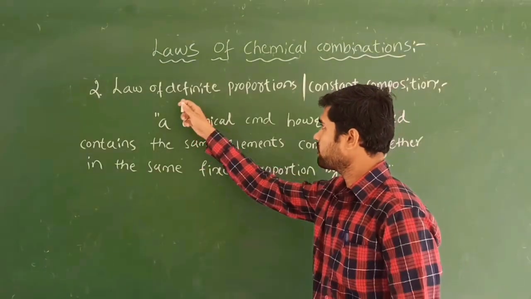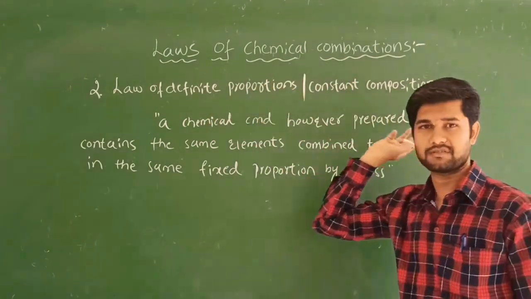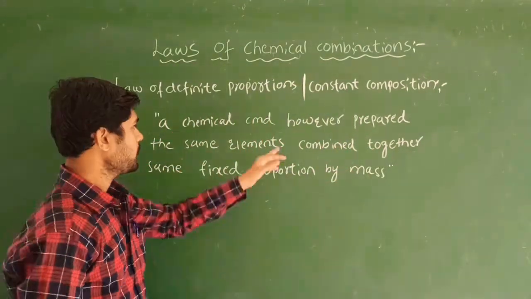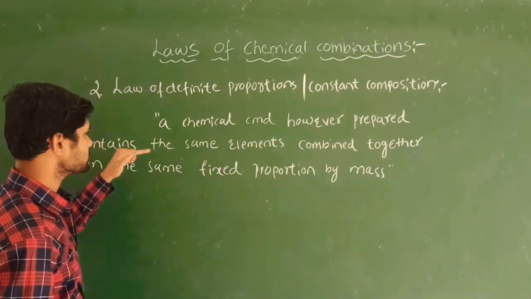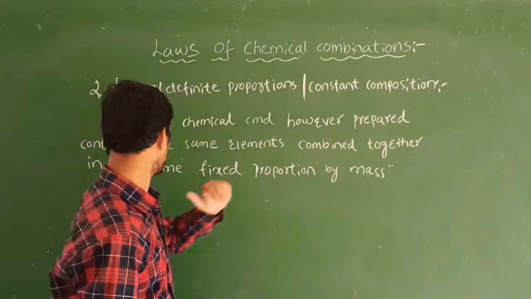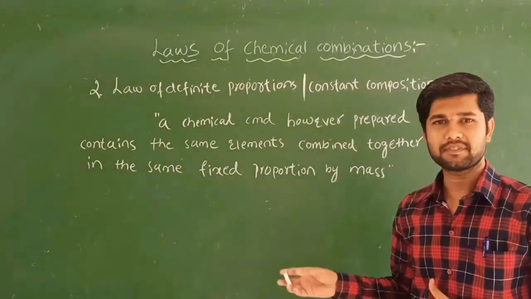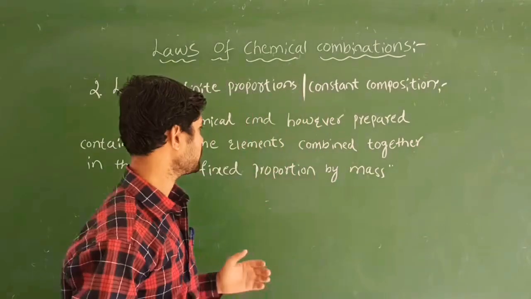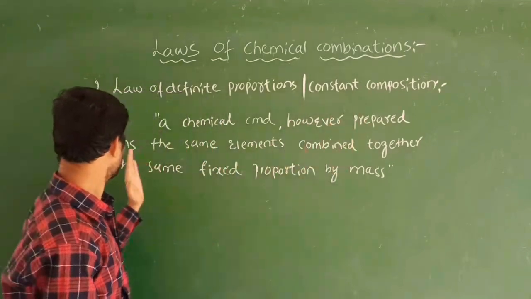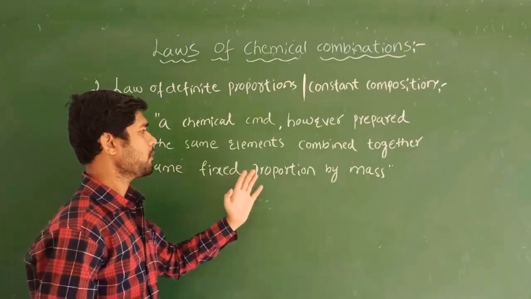The second law says the law of definite proportions, or law of constant composition. Then what is the statement? A chemical compound, however prepared, contains the same elements combined together in the same fixed proportion by mass. What is the meaning here? When you see the definitions you can't understand what exactly it is. Just split it. A chemical compound, however prepared, contains the same elements combined together in the same fixed proportion by mass.